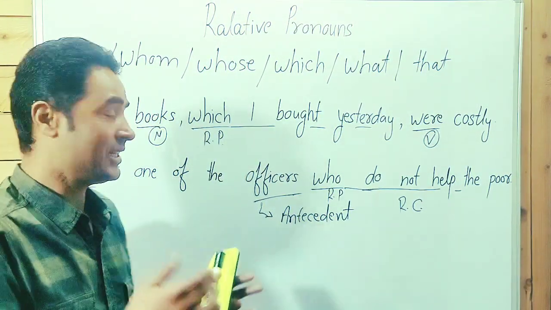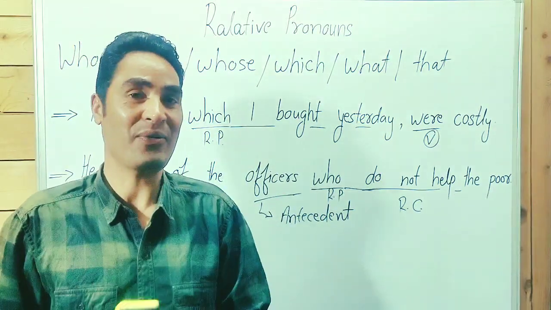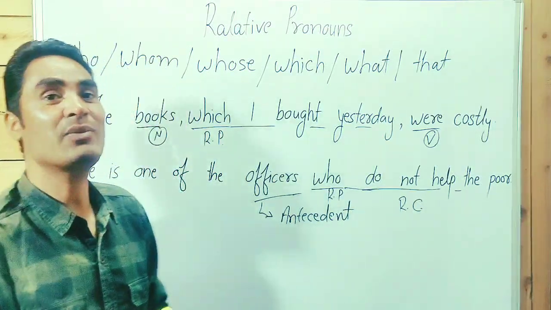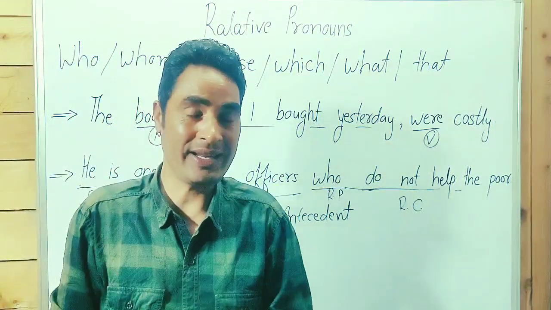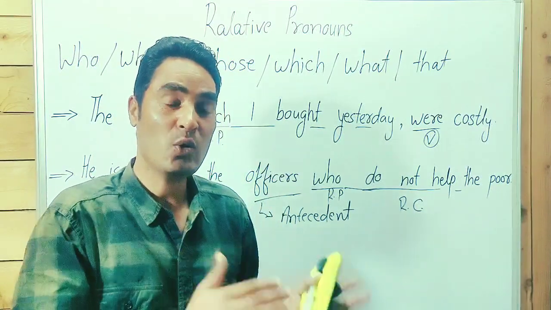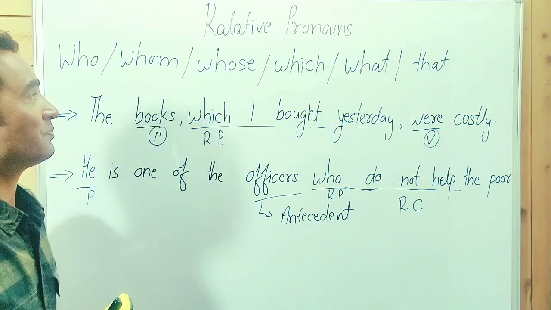The boy who is standing there, he's my friend. Who is standing there? The boy who is standing there is my friend. The girl who is wearing a white dress, she's my sister. In this case, who over here is a relative pronoun.